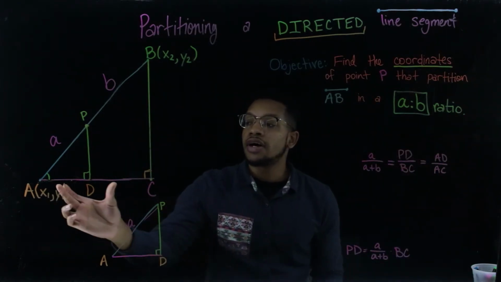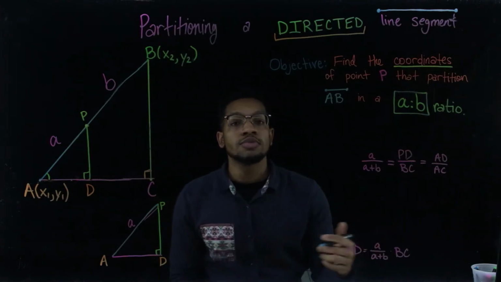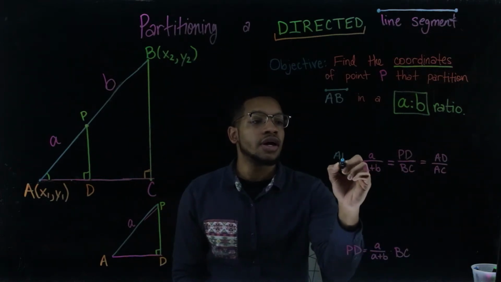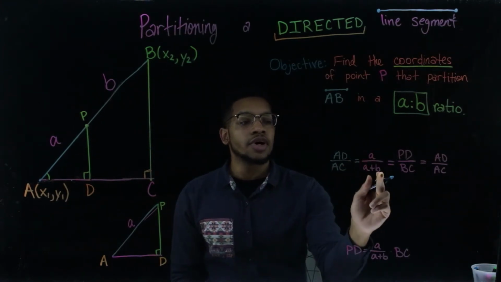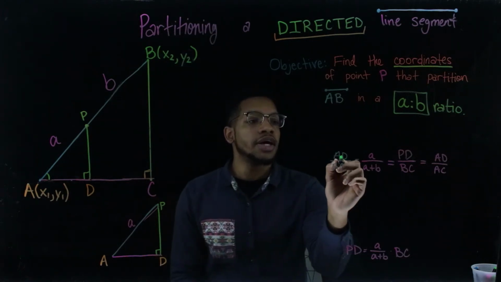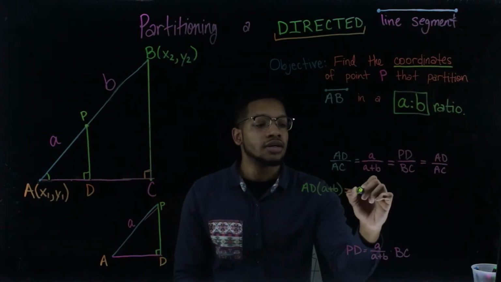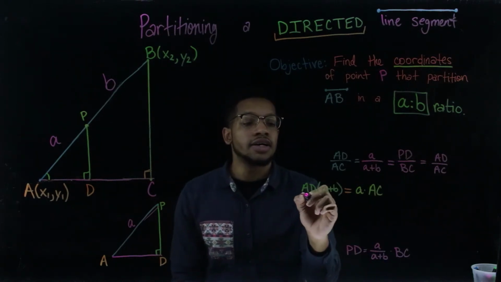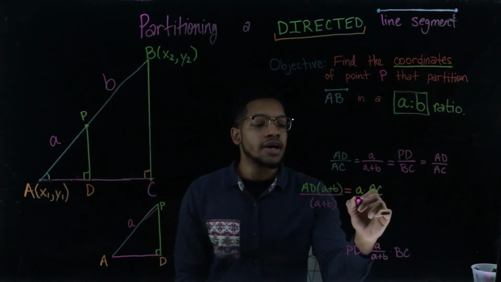Now we have to find AD, but we can use that same relationship from earlier to give us something to cross multiply. Since these two are equal, I'm going to write them next to each other: AD over AC equals A over A plus B. I can cross multiply. This time I'm trying to find AD, so that leaves me with AD times A plus B equal to A times AC. Now all I have to do is divide again by A plus B on both sides, and that'll give me AD by itself, which is what I want.